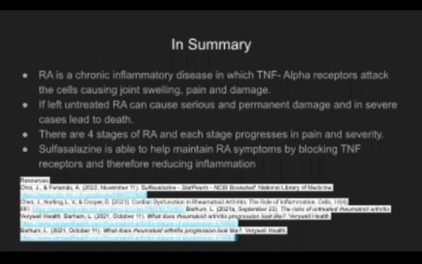RA is a chronic inflammatory disease in which TNF-alpha receptors attack the cells, causing joint swelling, pain, and damage. If left untreated, RA can cause serious and permanent damage, and in severe cases lead to death. There are four stages of RA, progressing in pain and severity. Sulfasalazine may help maintain RA symptoms by blocking TNF-alpha and reducing inflammation.